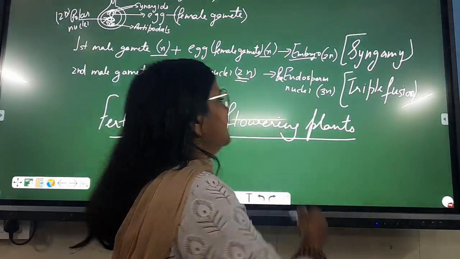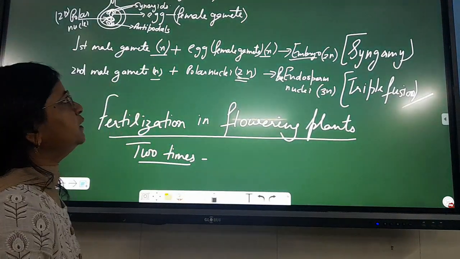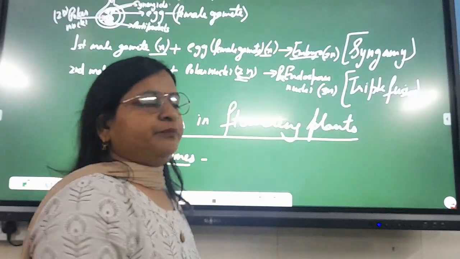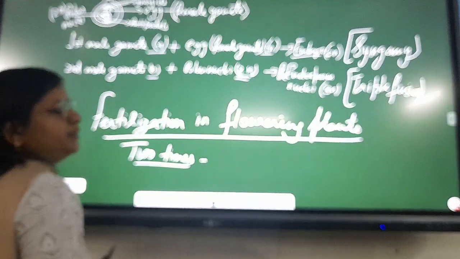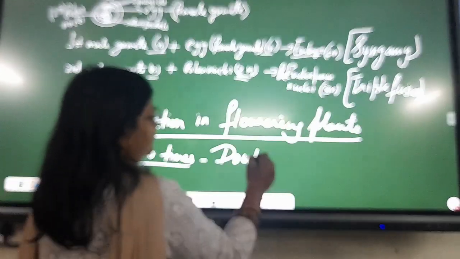As we can see in the above two equations, the two male gametes are fusing with two different cells of the female part, the ovary. So fertilization occurs two times. That is why it is called double fertilization.